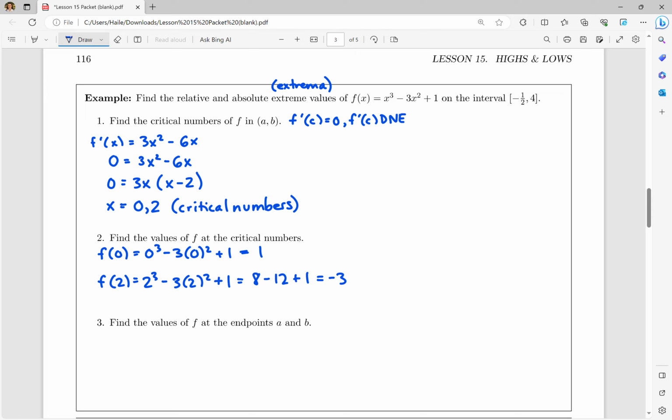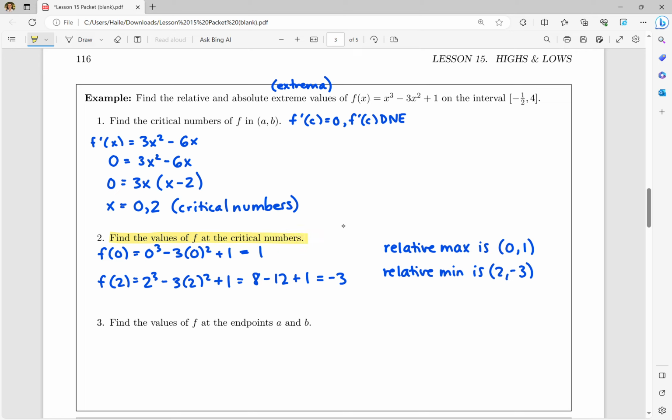Okay, so what we've done so far is we've found the local max and min, or the relative. So, so far, we know that the relative max is the point 0, 1, and the relative min is 2, negative 3.